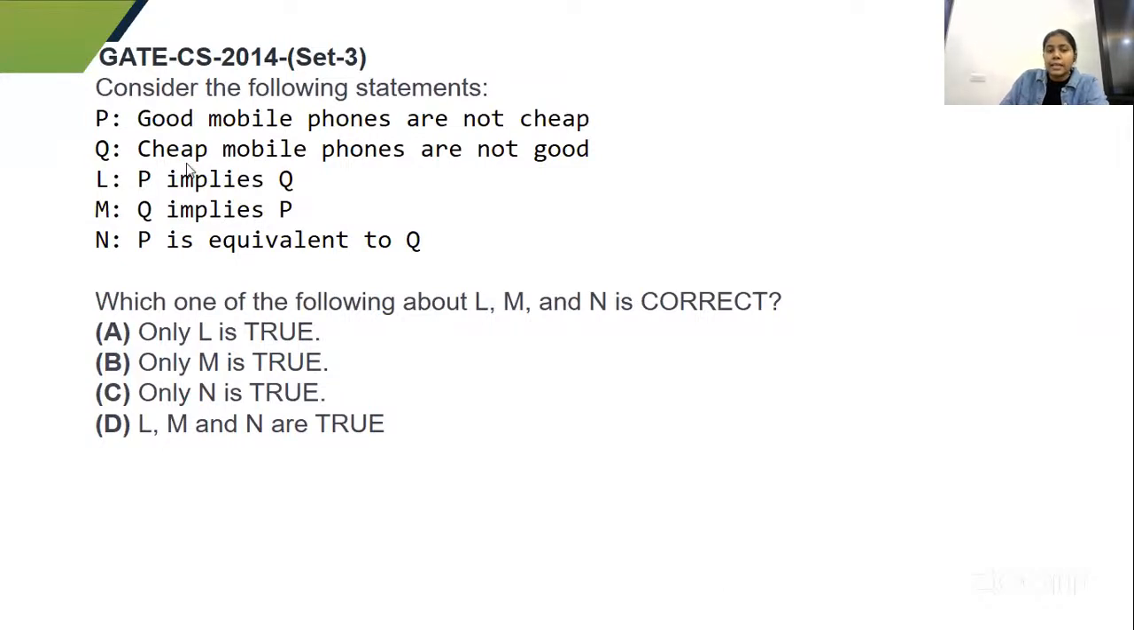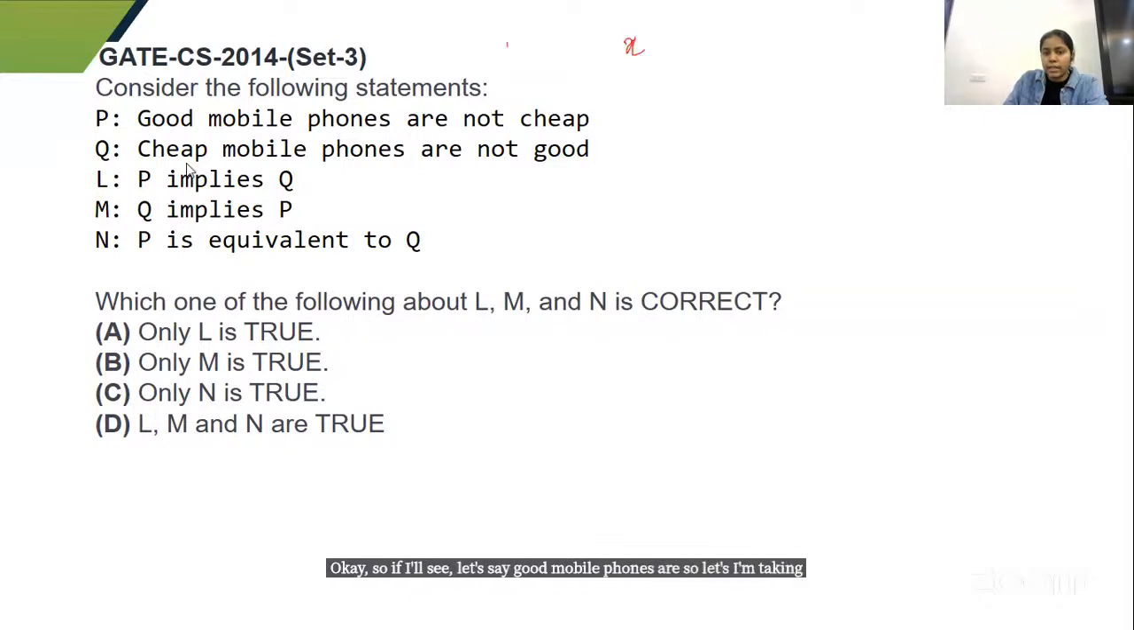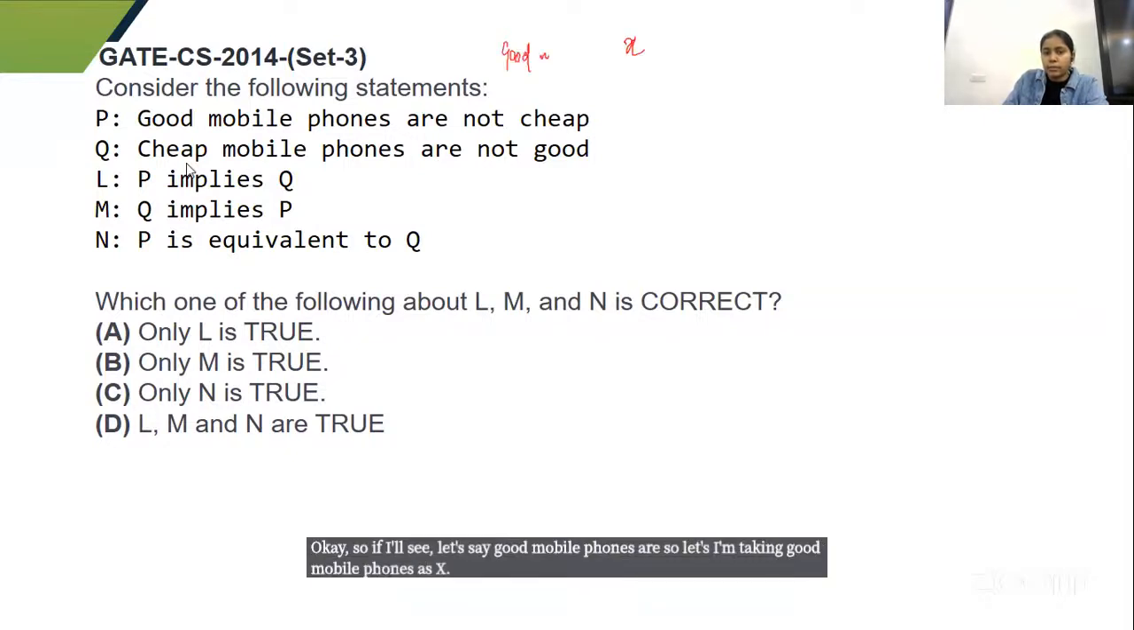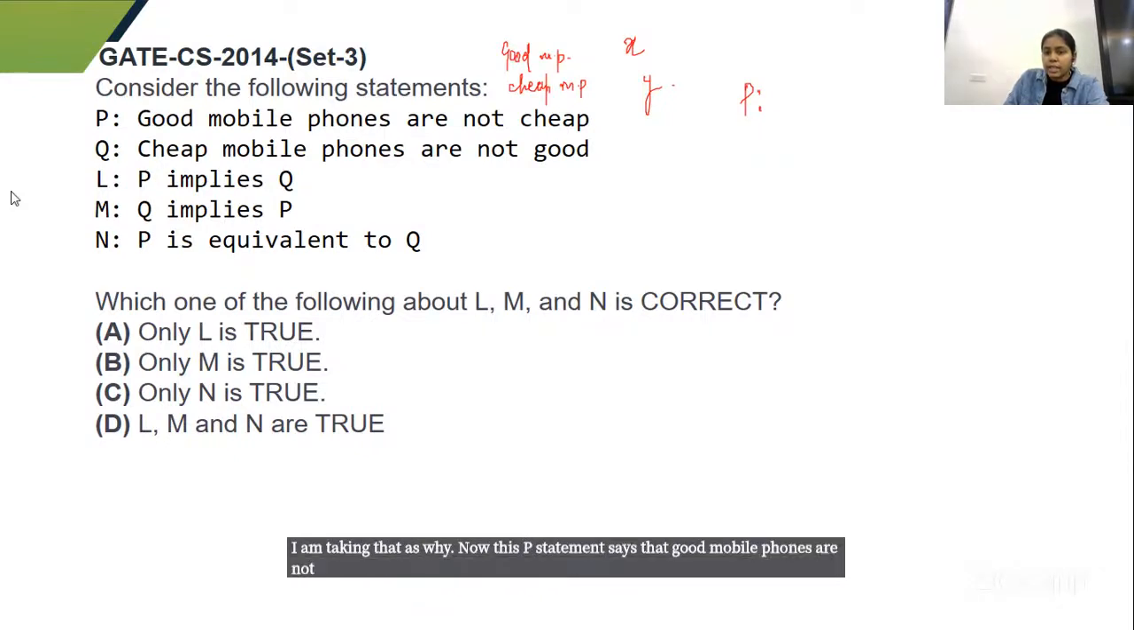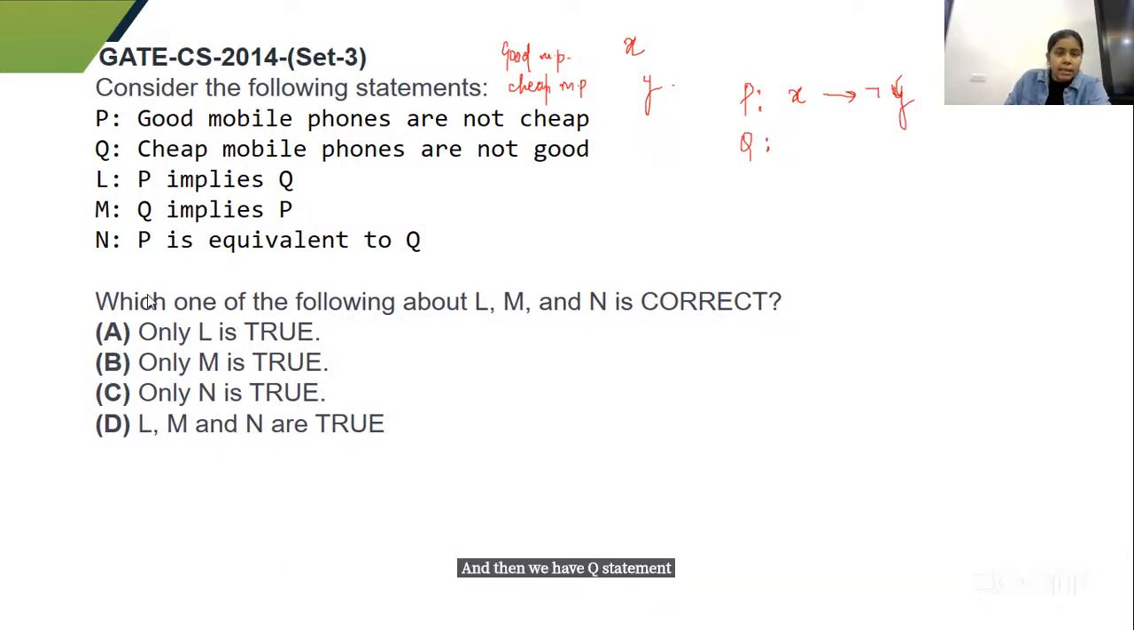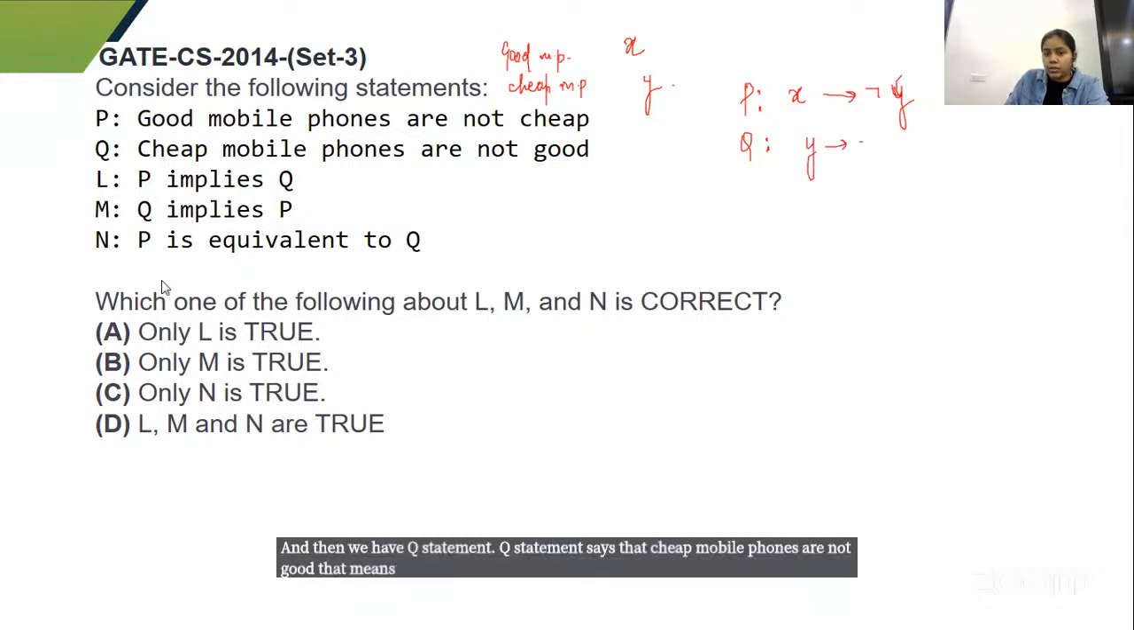Okay, so let's say I'm taking good mobile phones as X, and cheap mobile phones as Y. Now, this P statement says that good mobile phones are not cheap. That means if mobile phones are good, then they are not cheap: X implies negation of Y. And then we have the Q statement, which says that cheap mobile phones are not good. That means Y implies negation of X.